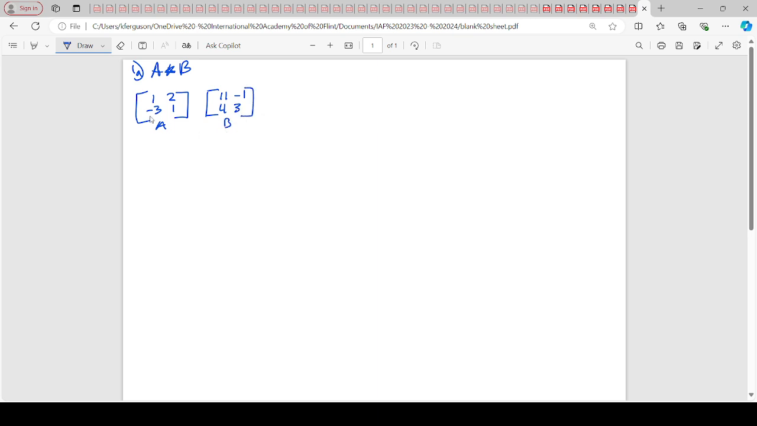And this is B. So before I do anything, once I know that I'm multiplying, I need to check the dimensions. So this is a 2 by 2, 2 rows by 2 columns. And this other matrix B is the same. It's a 2 by 2. So now, when I'm multiplying, I check the inner two dimensions. They have to match or be the same. If those two numbers are the same, then the dimensions for my answer are going to be these two numbers.